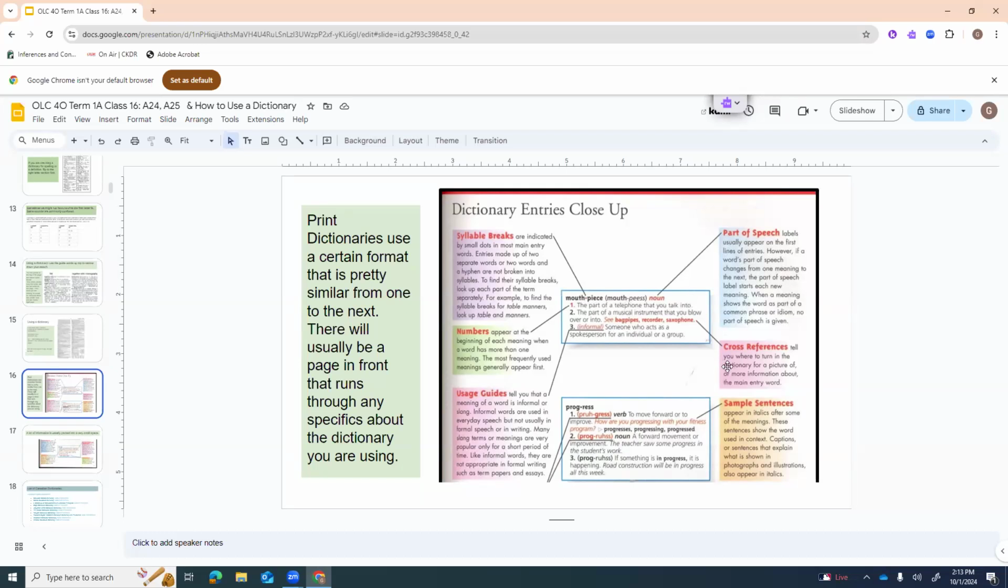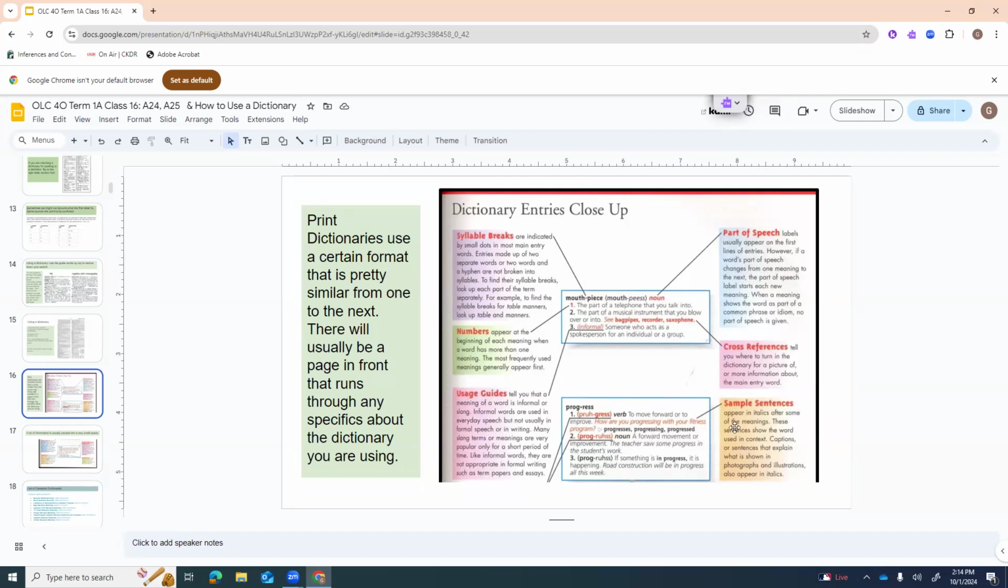Cross-reference. That talks to where you might see another part of the dictionary that might use the word or might have a picture of the word. So here, bagpipes, recorders, and saxophones. Maybe there are pictures of a mouthpiece at those spots.